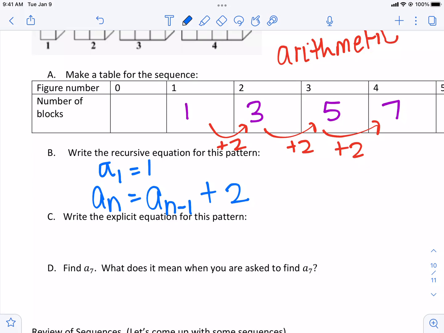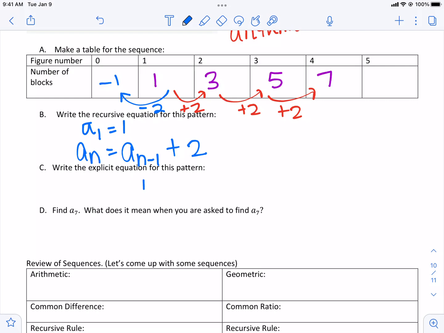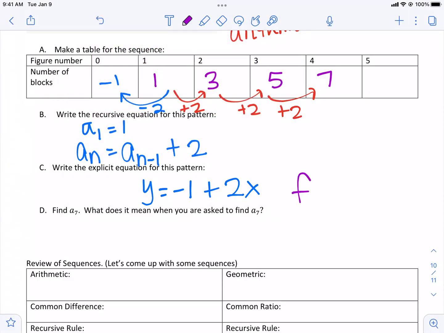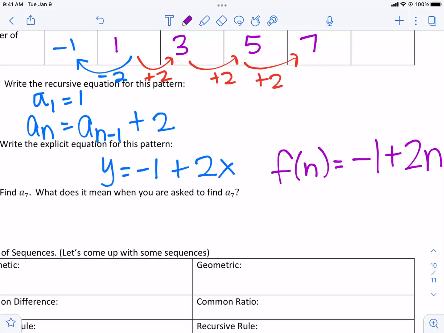Okay, so we know that if this is linear, we can use slope and y-intercept. And so for the y-intercept, you'd have to go backwards 1 to start at times 0. So instead of adding 2, you'll subtract 2. And the y-intercept is at -1. So we could write y equals -1 plus 2x. If you want to write it in function notation, we'd say f of n equals -1 plus 2n, where n is the figure number. So 2 ways to write that as well.